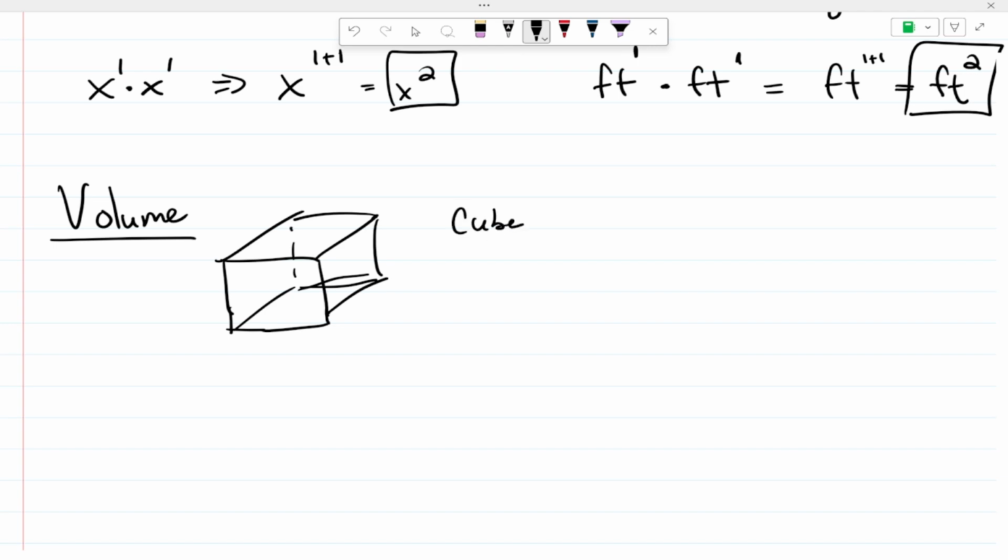Now, if you have a square, remember, a square has all the same sides, which means a cube has all the same lengths, widths, and heights. So the volume of a cube is length times width times height. Now, I'm sure some of us out there have heard of this phrase before. I'm going to show you where it comes from.